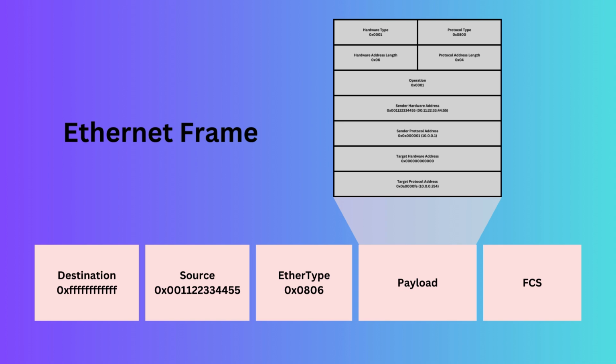Let's explore how this happens. The ARP request is placed inside an Ethernet frame, which provides the necessary information for data transmission on a local network. The first field is the destination MAC address.